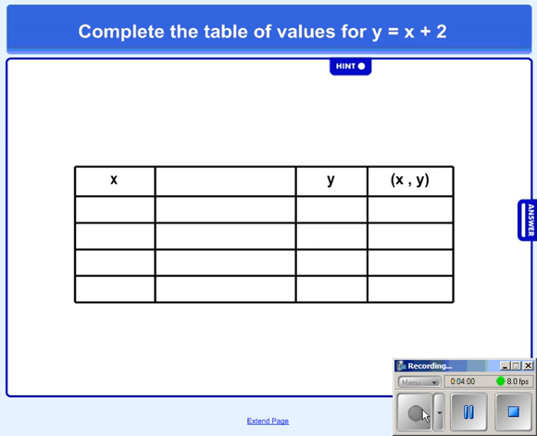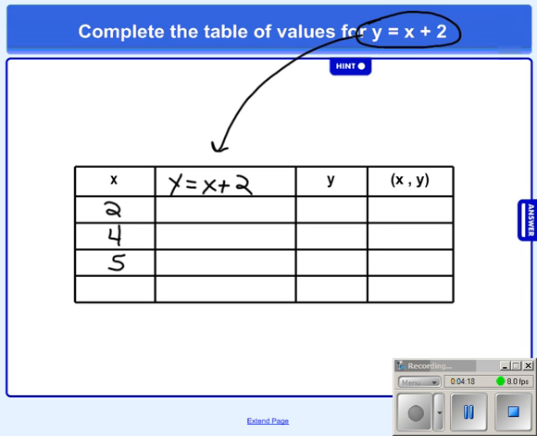So what we're going to say is, what if x equals 2? What if x equals 4? And what if x equals 5? We're just going to put some varying numbers in there. And we're going to put our original equation right there: y equals x plus 2. If you want to, this might be a good thing to do in your very first quadrant sheet to go along with me. Okay?